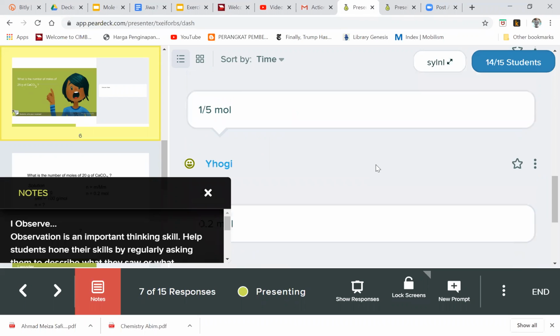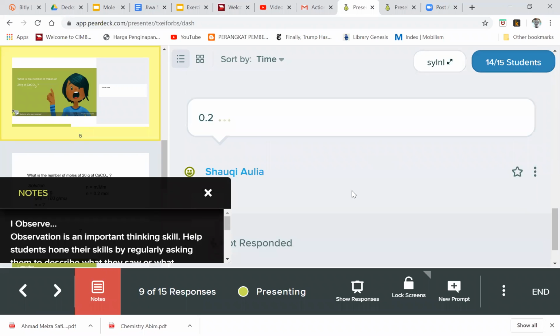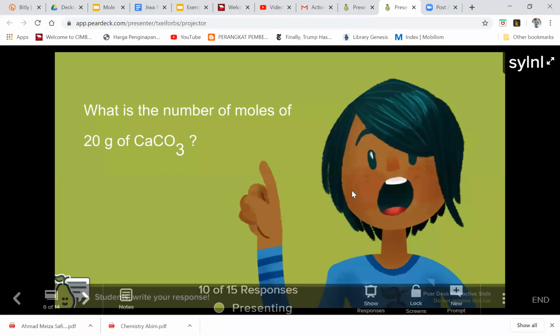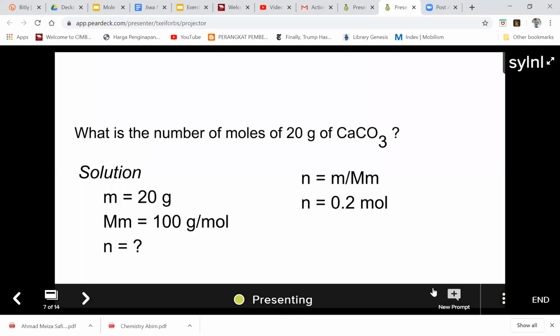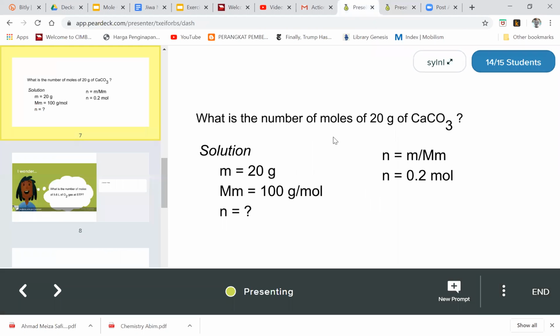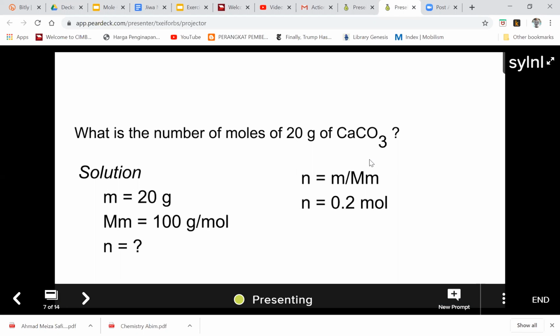Okay. Yogi, okay. Alfian Nur, yeah. Most of you, 9 of you, are already writing your response. So let's answer this. How to write the response? Yes, the answer is 0.2 mole. Good. Most of you are doing it right. I see here your answer is true, 0.2 mole.